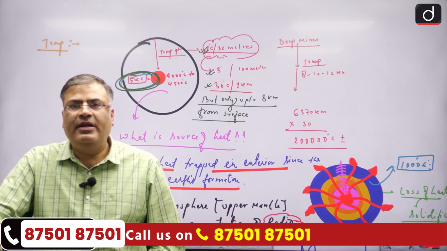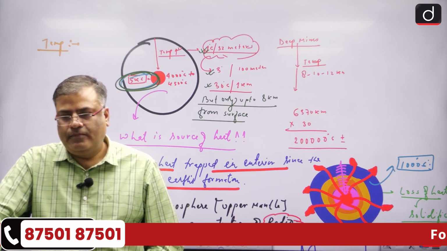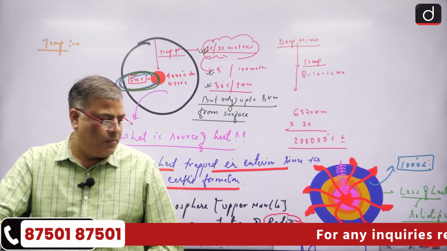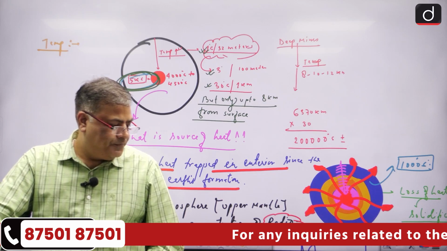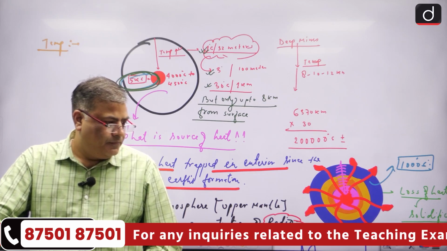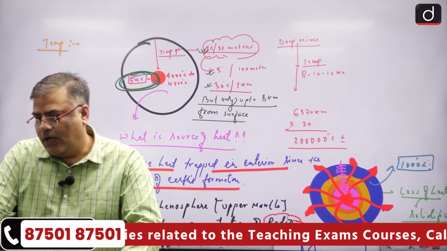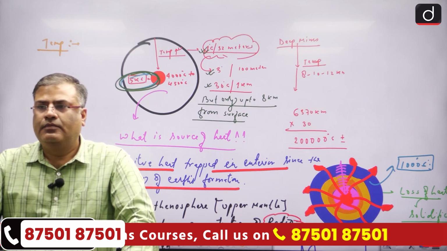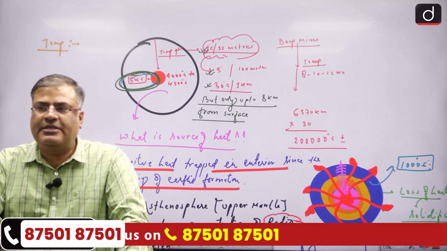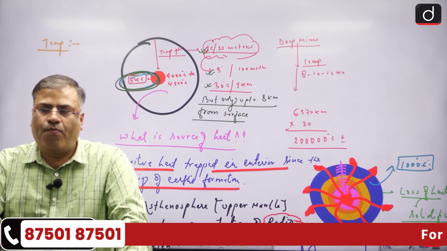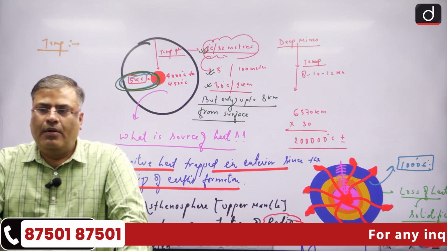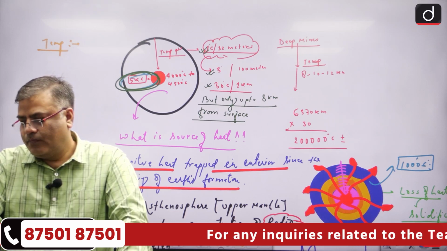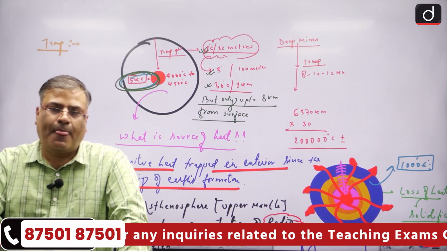But finally, at the depth of Earth's core, temperature reaches up to 5,000 degrees C.